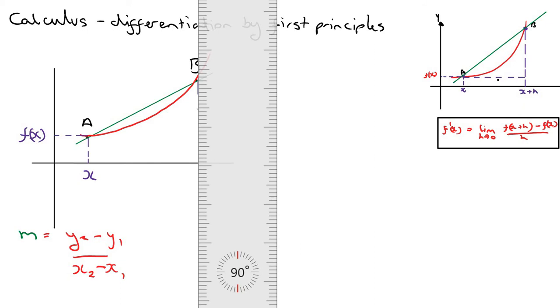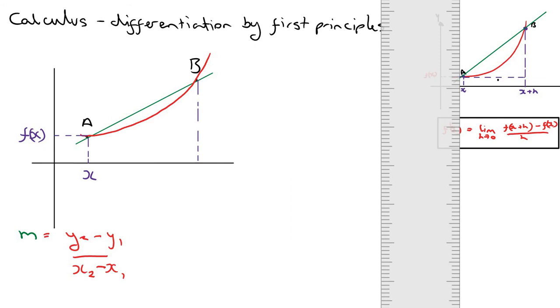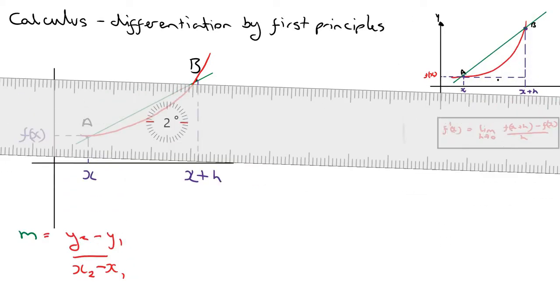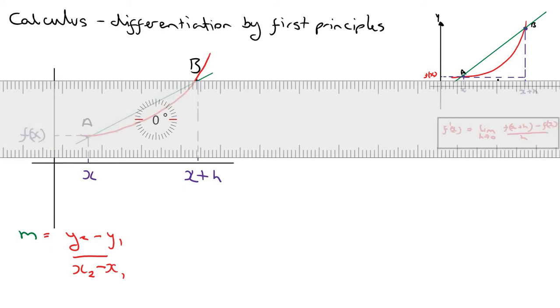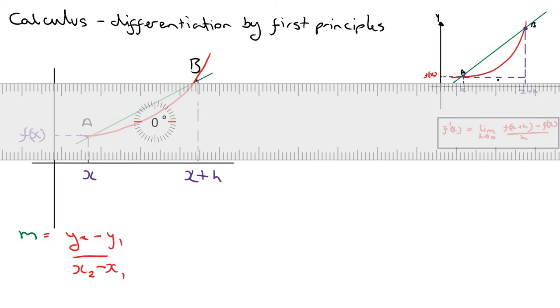So the x value of B is just the x value of A, which is x, plus some number h. That just means that all I've done is I've increased the x value by some distance h. Okay, so I've called the x value of B x plus h. Well, what does that make the y value of B? Well, if the y value of A was just f of x, i.e. put x through the particular function, then the y value of B is just f of x plus h.